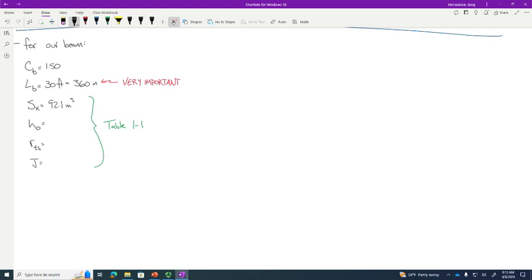Just so everybody is aware, h_o is, if here's your I shape, this dimension right here is d, from the top to the bottom, but from the center to the center, that's h_o. So h_o is from the center of the flange to the center of the flange. So it's a little bit less than 10.